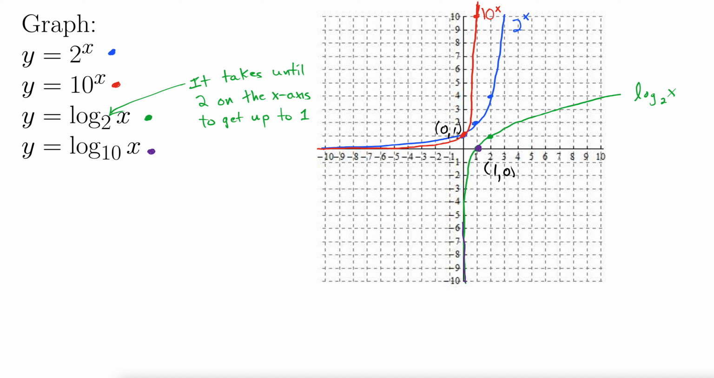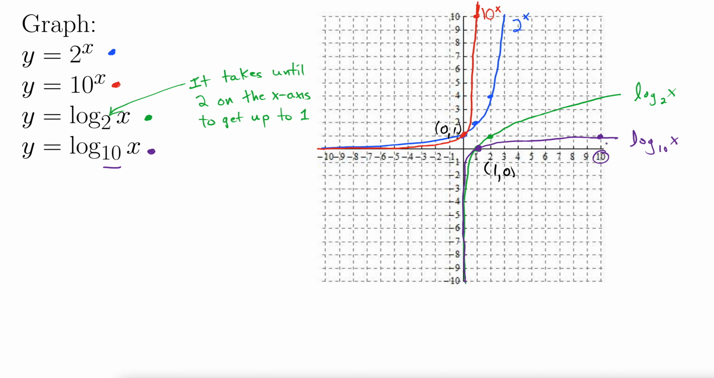It actually stays under 10 to the x, so that's not an entirely awesome graph here, but then it hits that anchor point (1, 0), and then here it takes until 10 on the x-axis to get up to 1. So we're all the way out here at 10 to get up to 1. So it's much more bent over. There we go. Something like that. Log base 10 of x.